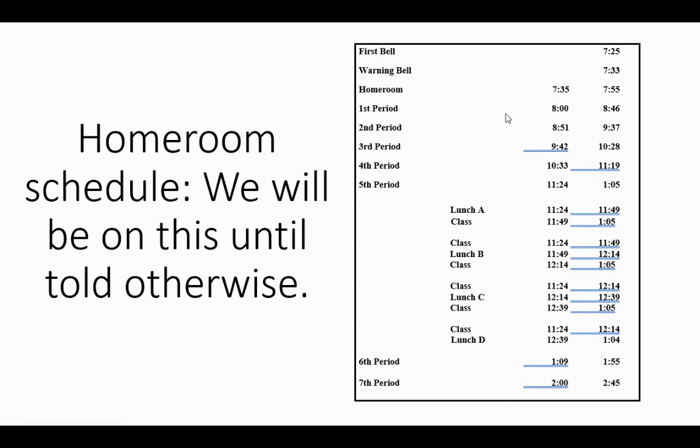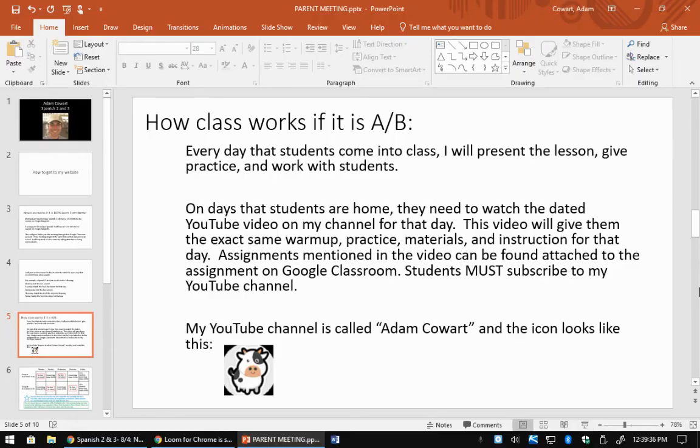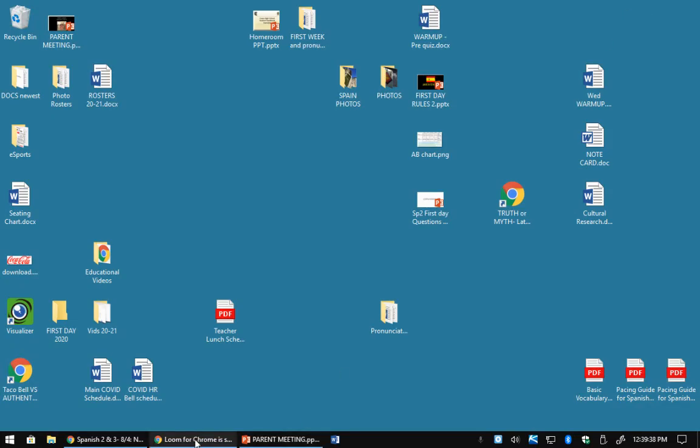So this is our homeroom schedule. We're going to be doing this until they tell us we're off of homeroom schedule. Once we are, we'll be following the regular schedule. And again, this is a special COVID schedule. There are 4 sections for lunch. That really should cover everything that you need.